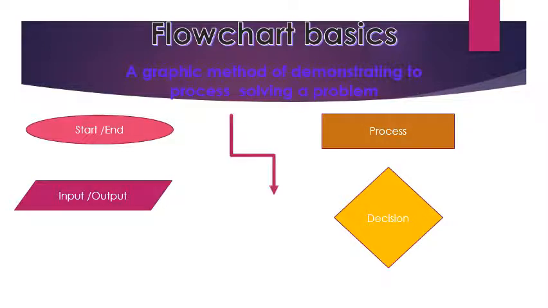And then we have the arrow, which indicates the flow of direction within your flowchart. These are the primary symbols that we work with. Again, if you look at some flowchart examples, you will see even more symbols, but for this class session, these are the symbols that you want to be familiar with.